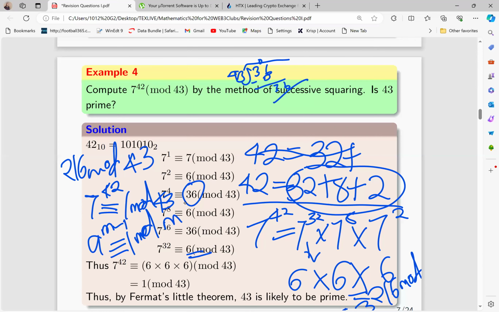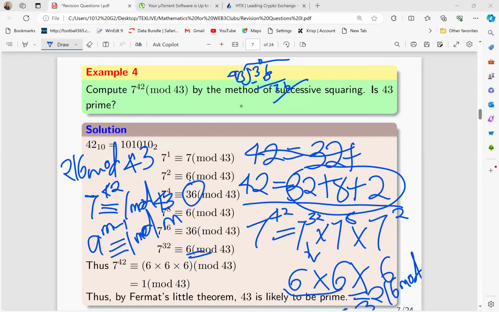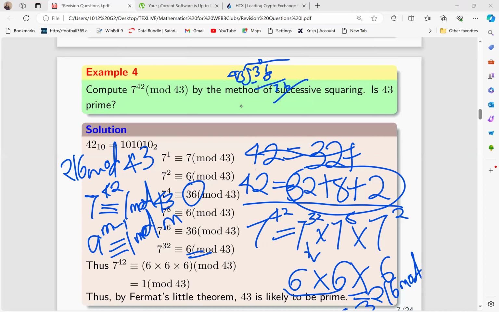Now, the easiest way you could also have done it: this was 6 times 6 times 6. What if you just take these two? That 36 mod 43 gives you -7. Then -7 times 6 gives you -42, which is the same as 1 when you add 43 to that.